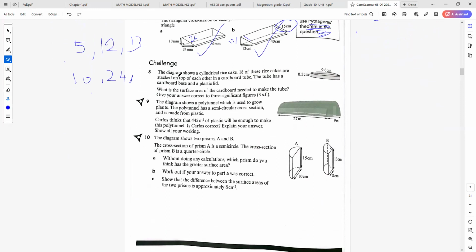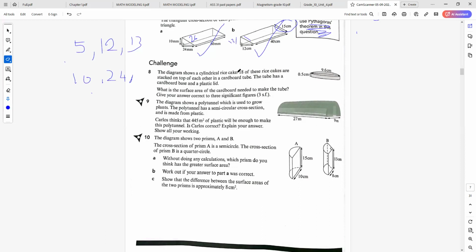Now the diagram shows a cylindrical rice cake. 18 of these rice cakes are stacked on top of each other in the cardboard tube. This tube has a cardboard base and a plastic lid. What is the surface area of the cardboard needed to make the tube? Give your answer correct. Okay, now this is a real life example.